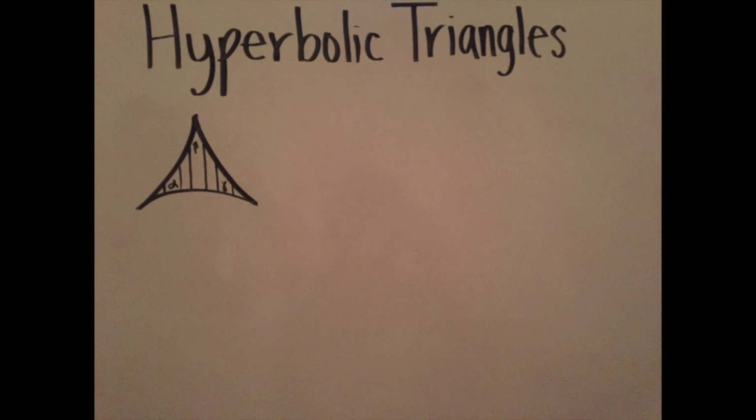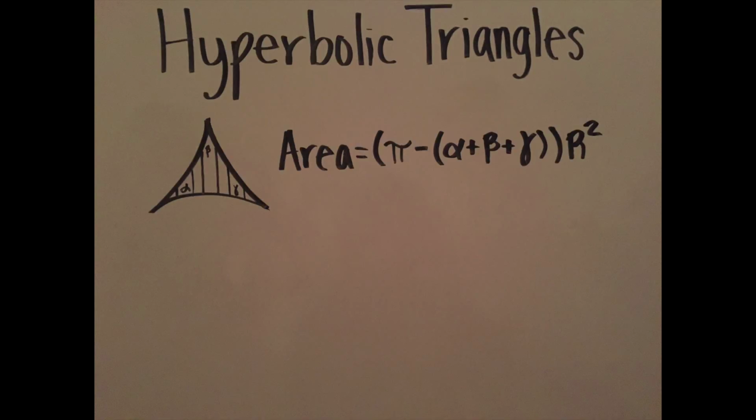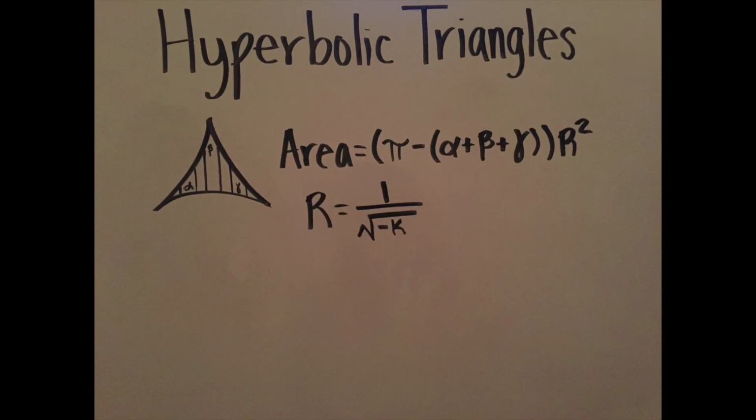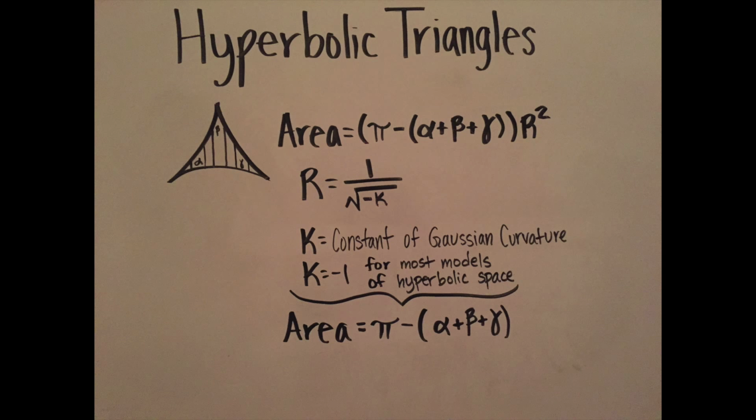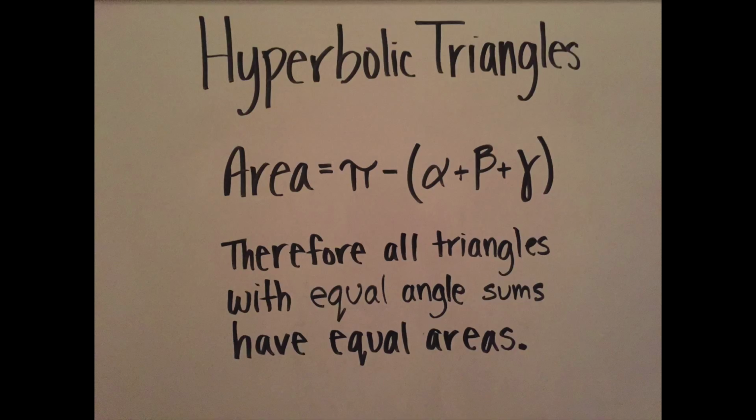We can also find the area of hyperbolic triangles. The area is pi minus the sum of the three angles, all multiplied by r squared. In the formula, r equals 1 over the square root of negative k. The variable k is the constant of Gaussian curvature. In almost every situation, k equals -1 for hyperbolic space. Knowing this, we can simplify the area of a hyperbolic triangle to be pi minus the sum of the three angles. Using the area formula of hyperbolic triangles, we can deduce that all hyperbolic triangles with equal angle sums have equal areas.